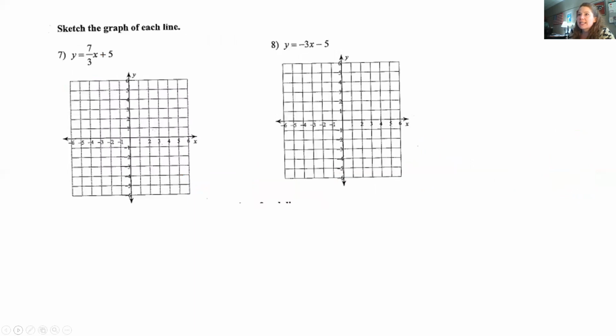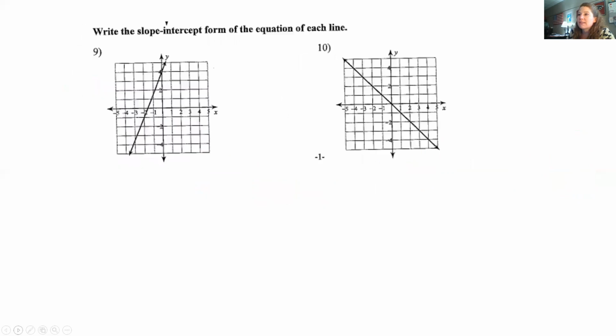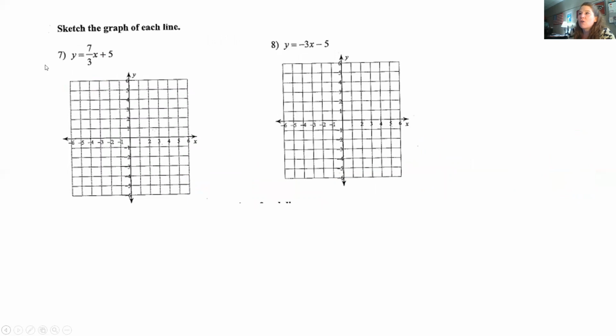Number 7, we're going to sketch the graph of each line. Do we only have 2 of these? We sure do. All right, so we always start at the y-intercept. Remember, the y-intercept is the number not multiplied by x. It's called a constant if it's not being multiplied by x, and it's always the y value when x is 0. So really, +5 would represent a coordinate 0, 5.